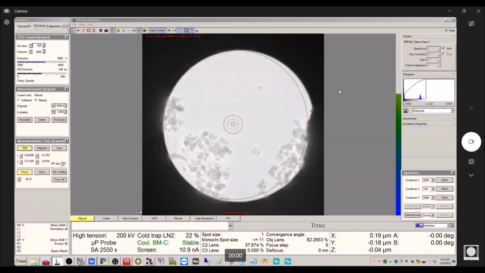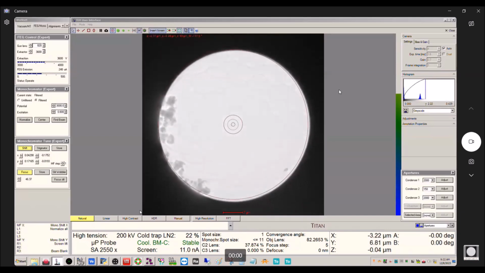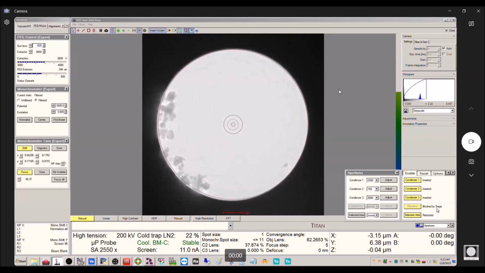Okay, so we can see the support film. We can see the particles. So the way this works is pretty simple. That's my blocked by stage. What's going on here? We don't need this for what we want to do. I'm just concerned as to why that's there. So, all right, we'll leave that alone for the time being.